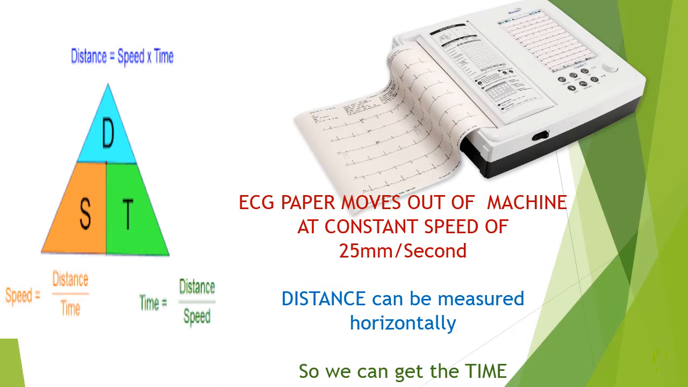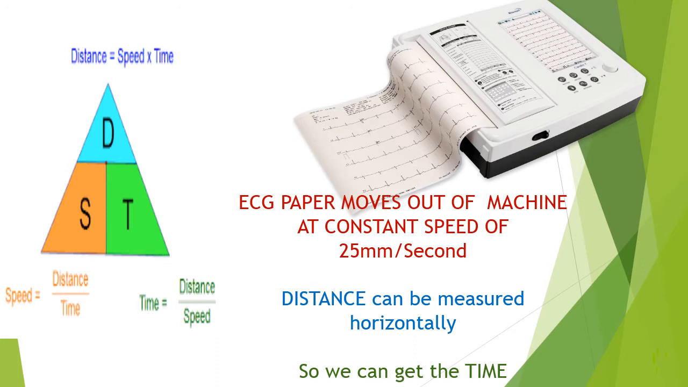First, note that the ECG paper comes out of the ECG machine at a constant speed. That speed is 25 millimeters per second. Remembering from physics, speed equals distance divided by time. And here we have the pre-calibrated speed constant at 25 millimeters per second, and we can measure the distance horizontally on the ECG paper, so we can get the time easily. So the measured distance on the ECG paper can be transformed easily to time.